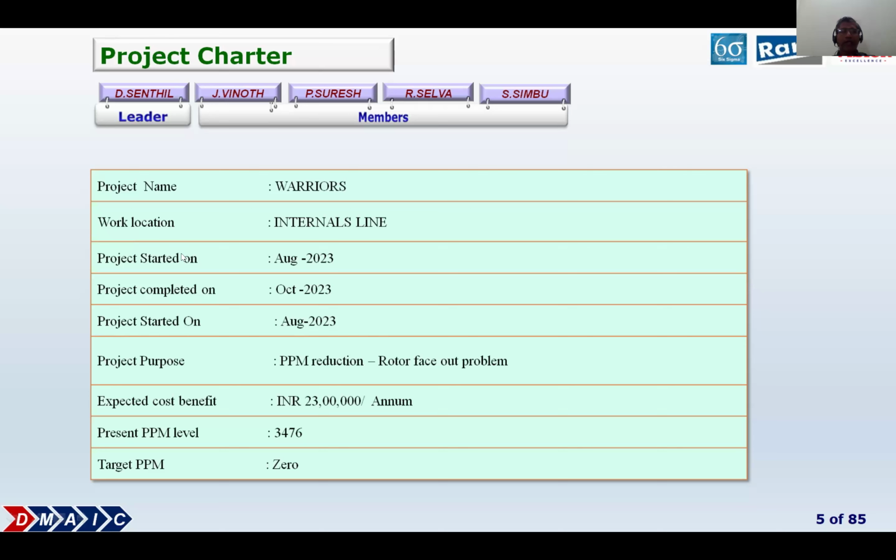The line is the internal line, and the project started on March 23. We are planning to complete it within 3 months. The purpose of the project is PPM reduction, for the rotor phase out problem. The expected cost benefit because of this problem is 23 lakh INR per annum, and the present PPM level is 3476 parts per million, and the target is 0 for this project.